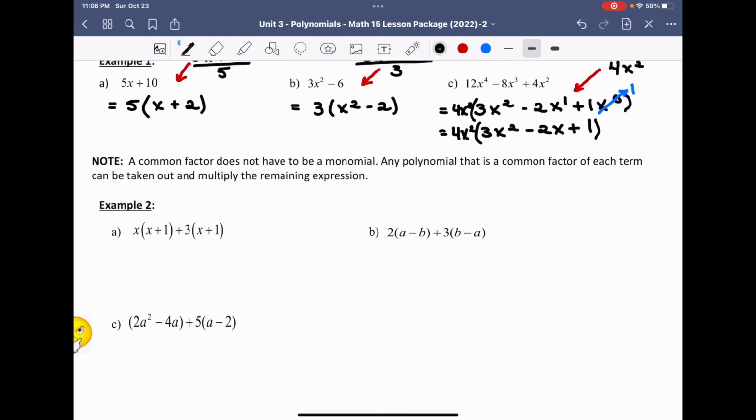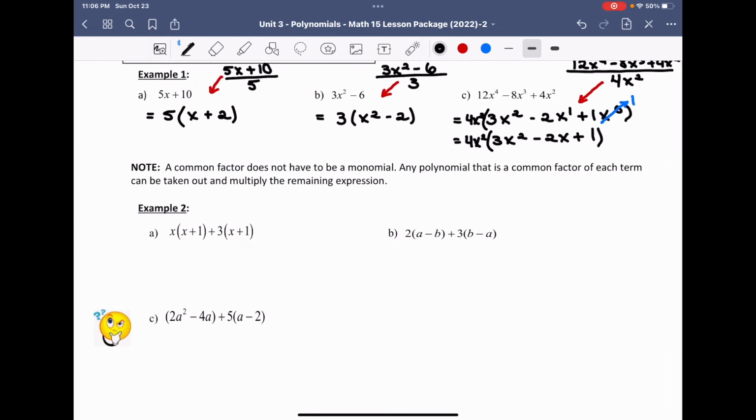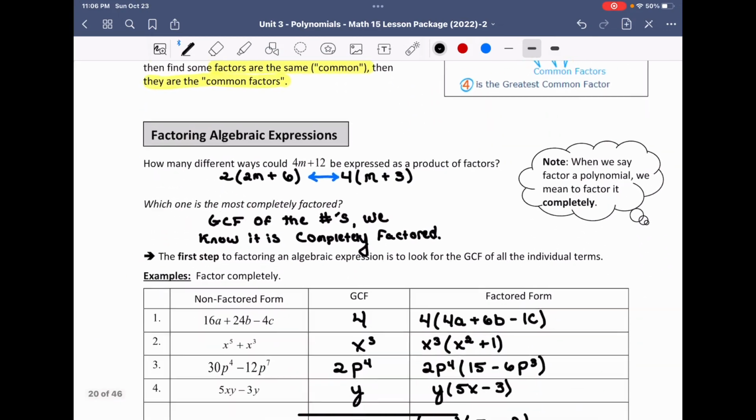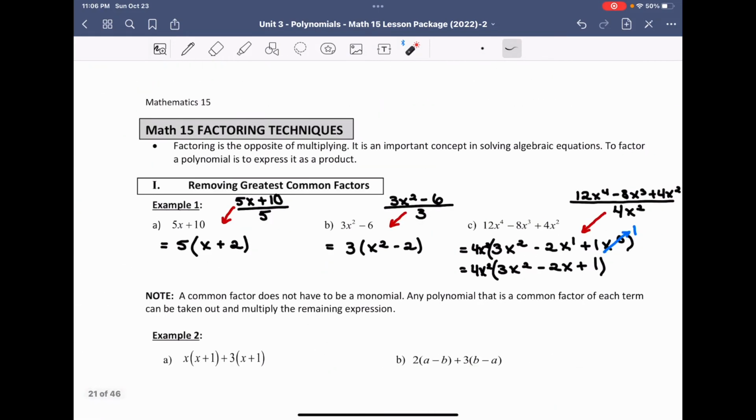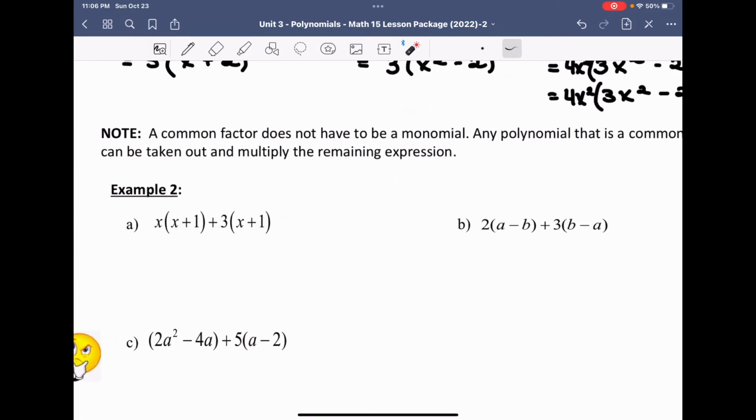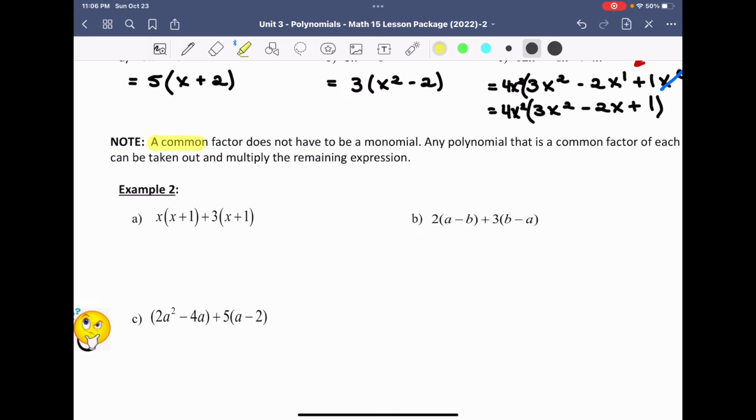Okay, note, a common factor does not have to be a monomial. Just like we saw in our table on the previous page, our greatest common factor could be a binomial or 2 terms. We had 2 terms for both of these. It could be something even larger, but in most cases, we're either going to see a monomial or 1 thing taken out, or 2 things taken out. So if I scroll back here, let's look at some examples where our factor does not have to be the monomial and instead could be more than 1 term taken out.